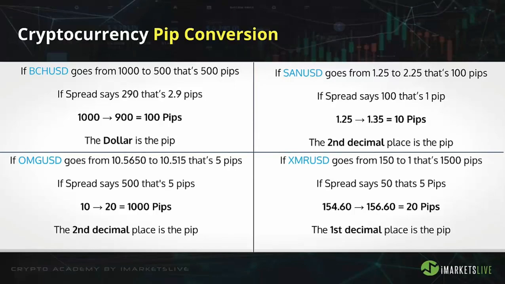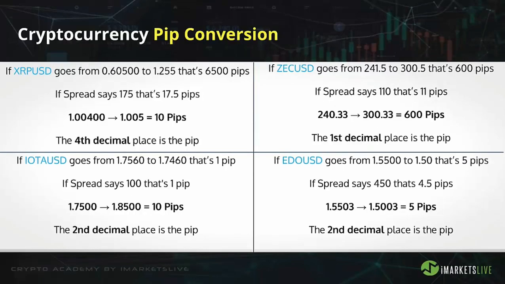When we look at some of the other cryptos that are offered for leverage trading, we have Ripple, where the fourth decimal place is the pip. So if we see Ripple go from 60.5 cents up to $1.25, that's about 6,500 pips. There is so much opportunity when you're trading cryptocurrency with leverage, but just remember it does carry that additional layer of risk.